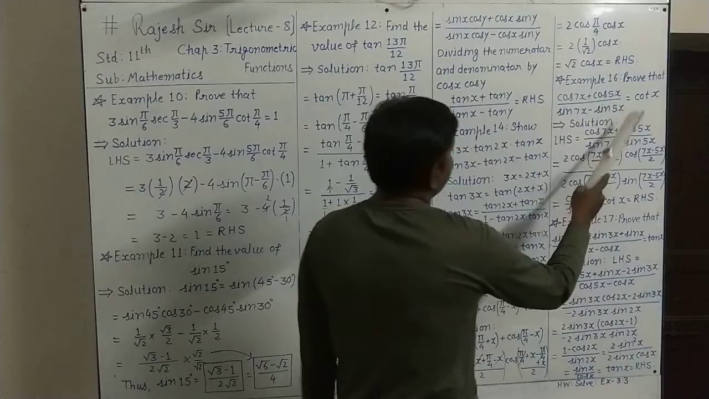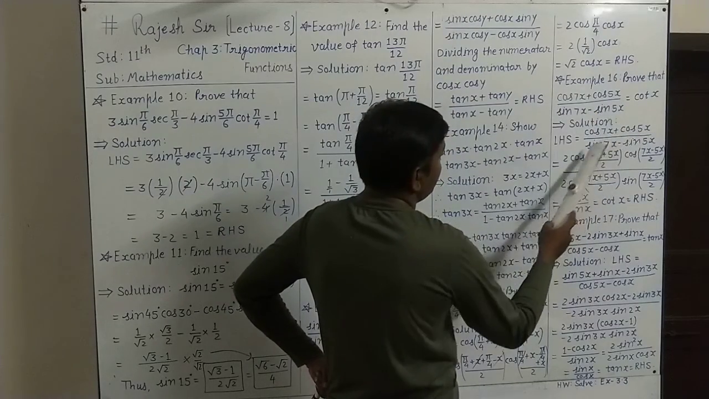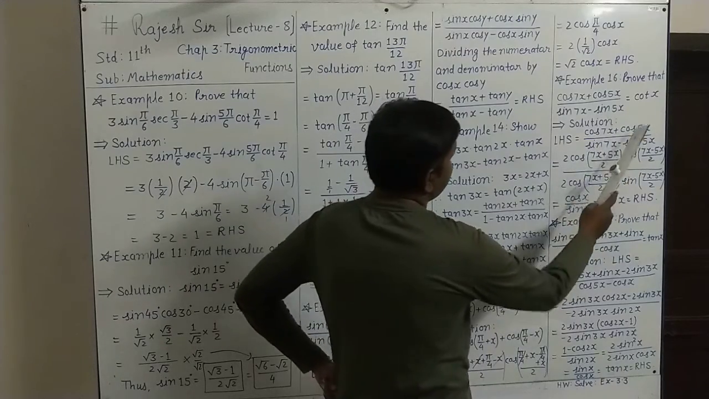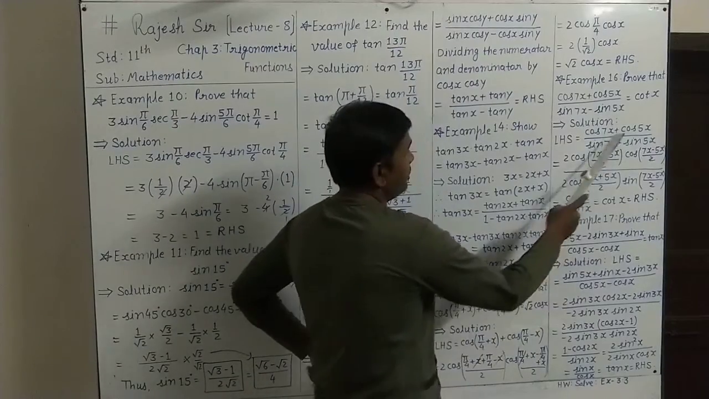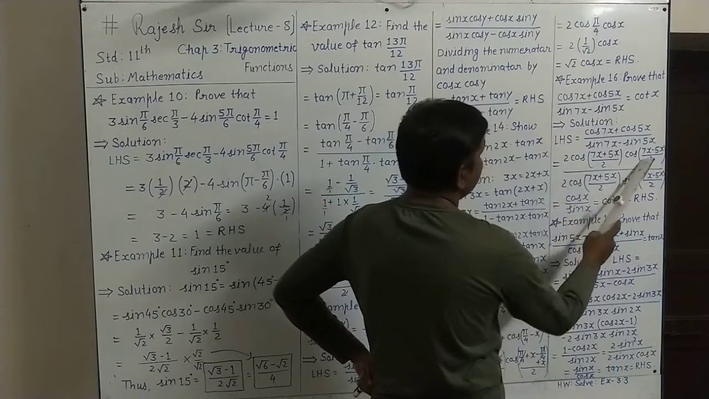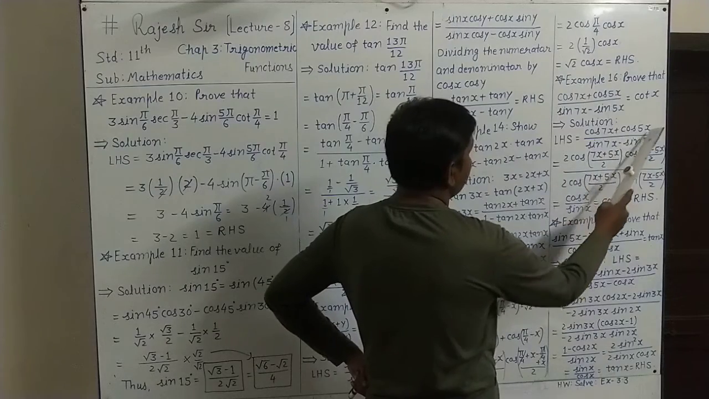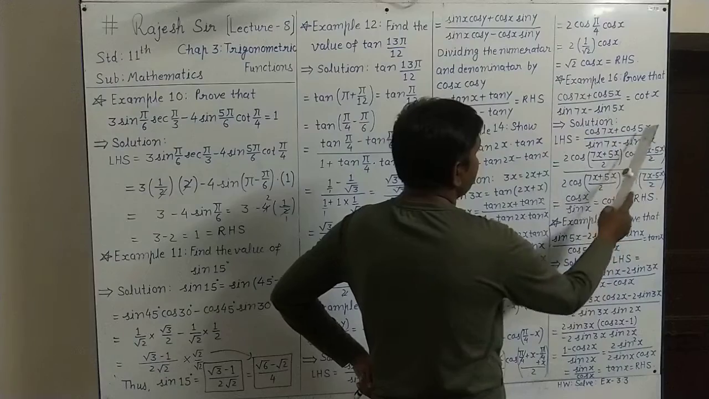So in solution again we will write the left side: cos 7x plus cos 5x upon sin 7x minus sin 5x. Here again, c plus c is 2cc. We have up there in numerator c plus c, 2cc. 2c means 2 cos of the sum of the angles by 2, (7x plus 5x) by 2, cos of the difference of the 2 angles by 2, (7x minus 5x) by 2.